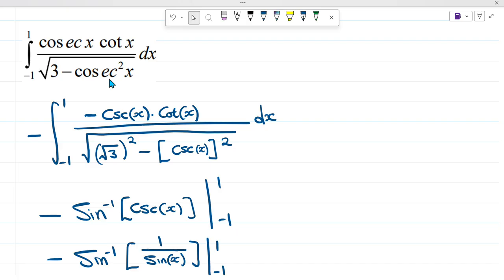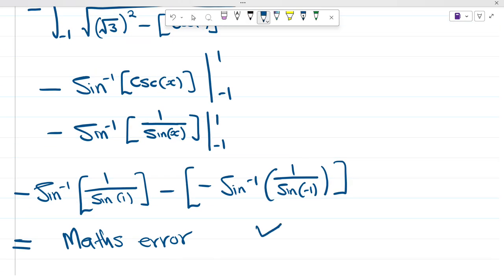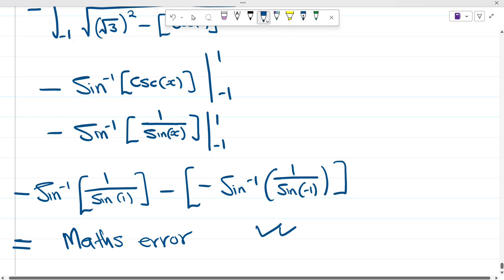So 1 over sine of x squared. Put my limits, negative 1 and 1. So this is going to be what, using my calculator? Yeah, I am getting a maths error again. So maths error has to be the correct answer for this. So everything here is correct.